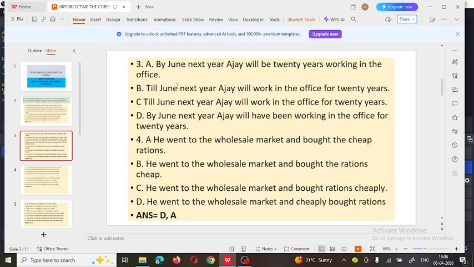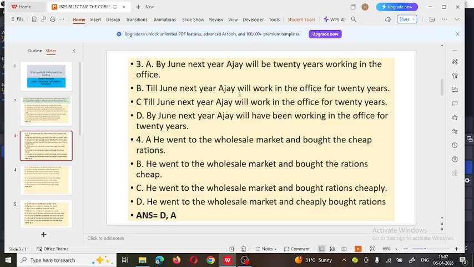We have to give perfect time. For that purpose, we are using this till. Till June next year, Ajay will work in office for 20 years. Now his action is continued till we deliver the sentence. So what tense must be used here? It should be, we are talking about the next year, so the sentence must be present perfect continuous tense.